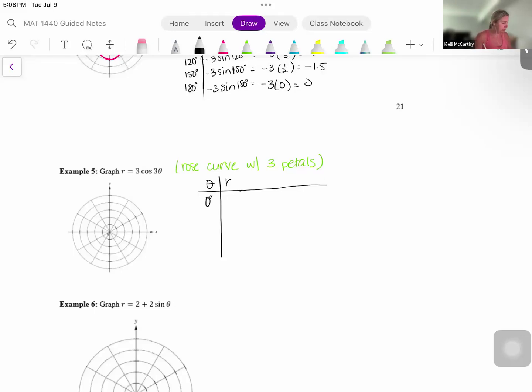Again, using my angles in degrees, I'm starting with 0 degrees. This is going to be 3 times cosine of 3 times 0, which is still 0. And cosine of 0 is 1, so 3 times 1 is 3. So this graph begins at an angle of 0 and a radius of 3. At 30 degrees, that's going to be 3 cosine of 3 times 30, or 90 degrees. Cosine of 90 degrees is 0, so this is 0. So at our angle of 30, the radius is 0, so we're connecting from that first point to that second point.